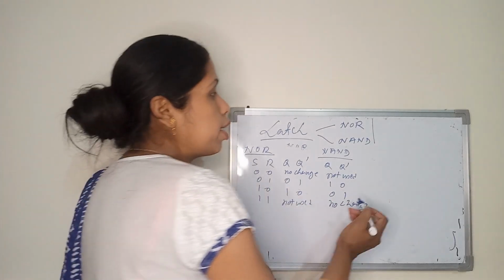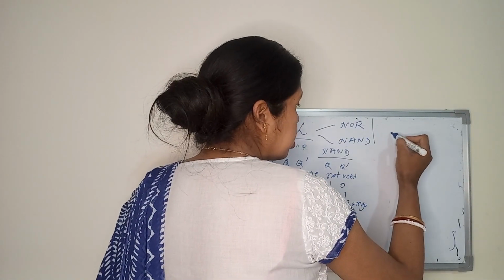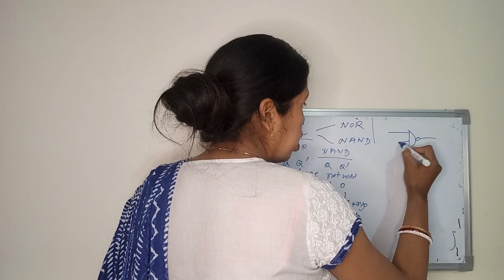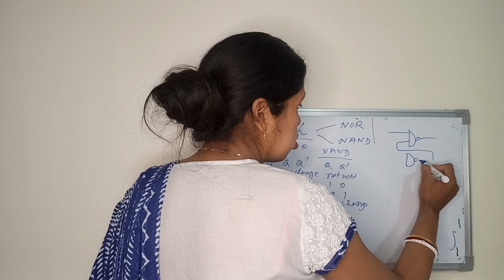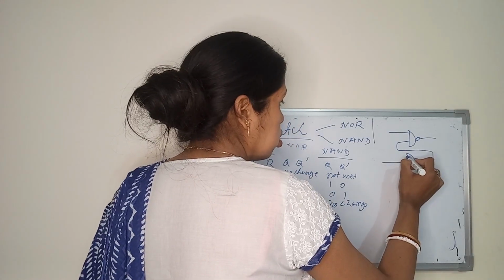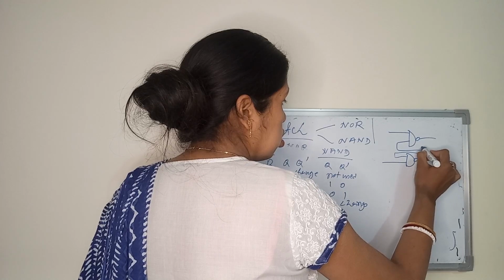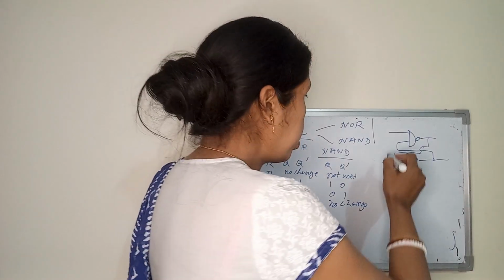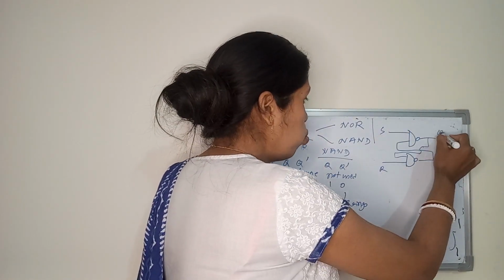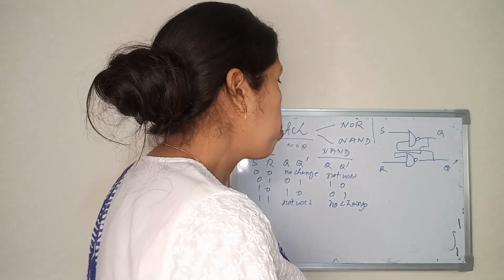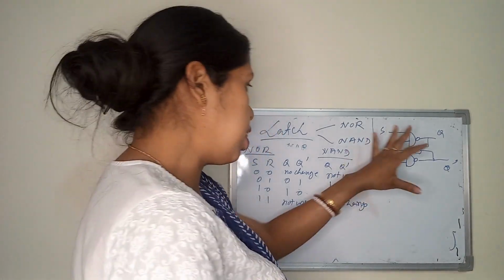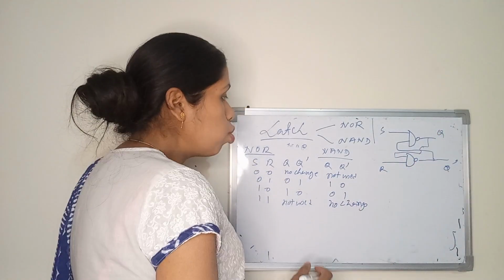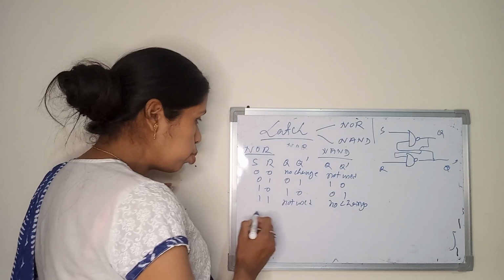In case of the NAND latch, the structure is like this. Here I am drawing the structure. Here is S, here is R, Q, and Q prime. So this is the NAND latch. Just two NAND gates are there with a feedback connection.